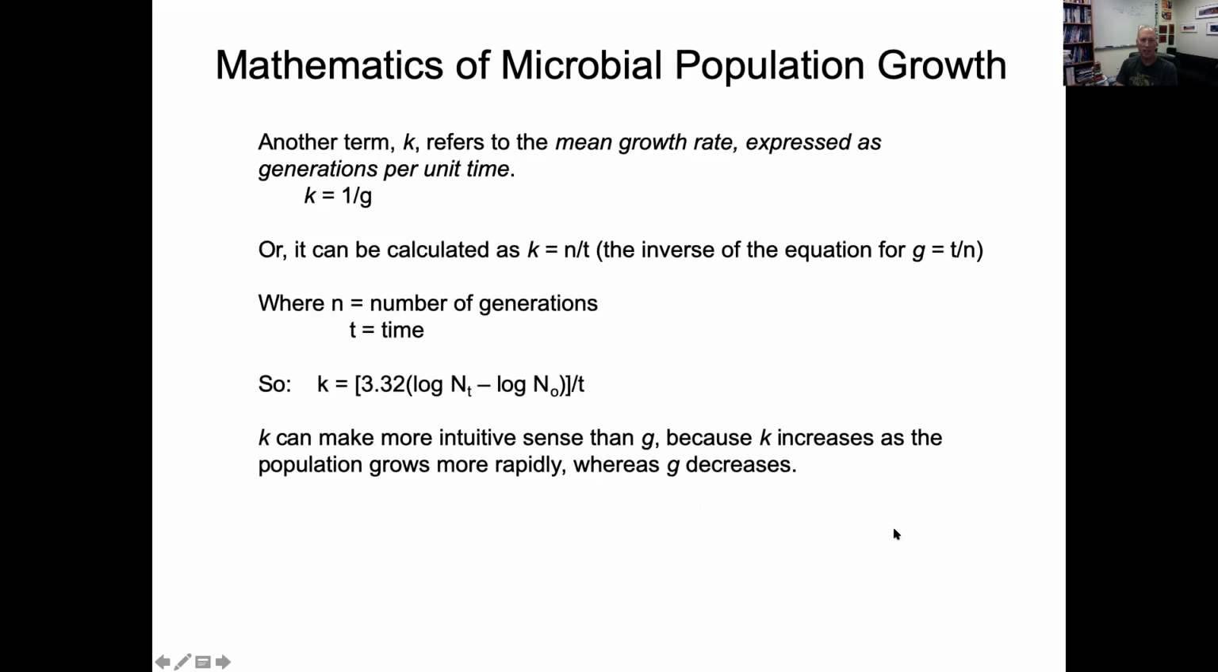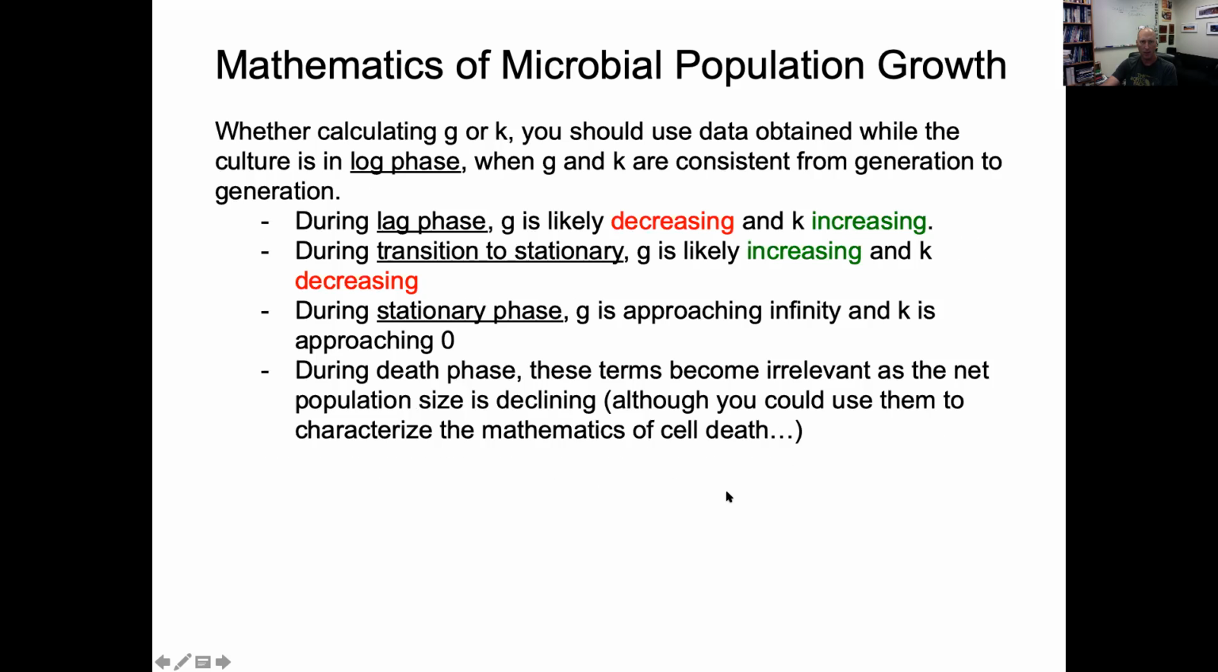Now we can also calculate another term, which is called the mean growth rate, which is just the inverse of the generation time. So k is expressed as generations per unit time, right? Now for that, it often makes more sense to express the unit of time in hours rather than minutes, okay? So you can calculate it by calculating the generation time first, or you can calculate it from the numbers that we talked about before, okay? So I'm asking you to calculate both G and k for the experiment in your lab this week, okay?